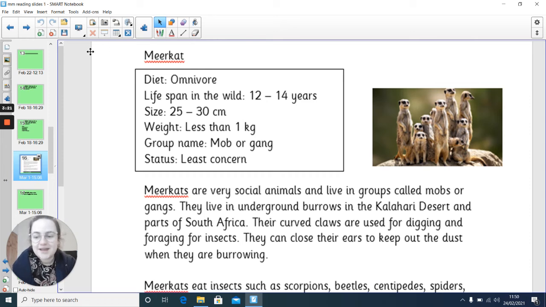Here is the text about meerkats. I'm going to read it. After I've read it, you can pause the video and have a talk about what you've learned, and you can listen to this text as many times as you want to. I will attach it as well if you'd like to have a go at reading it yourself.